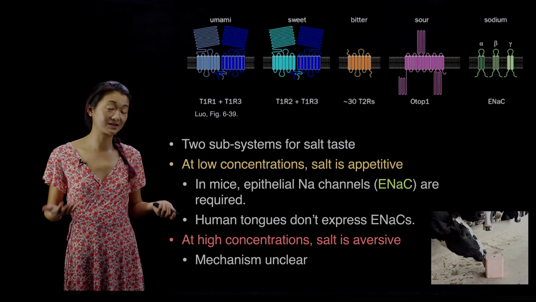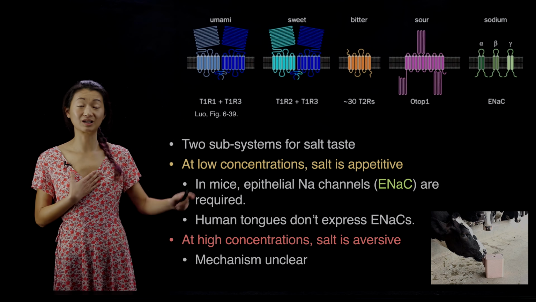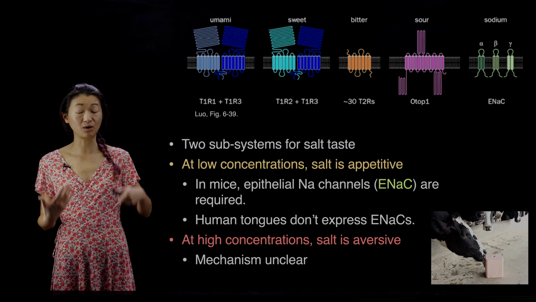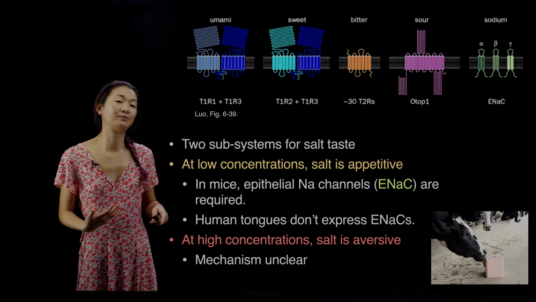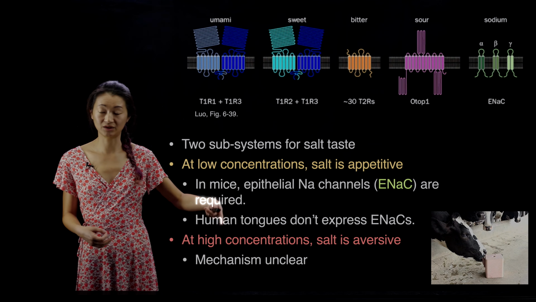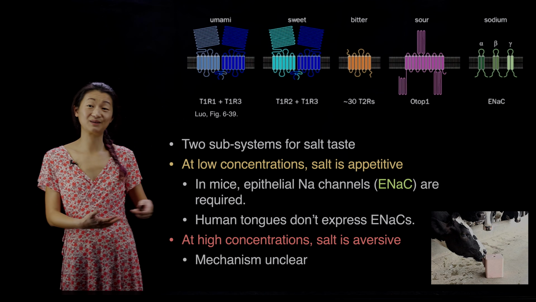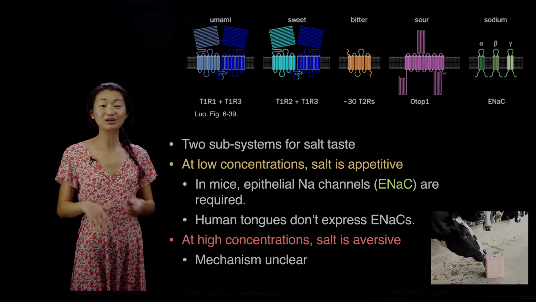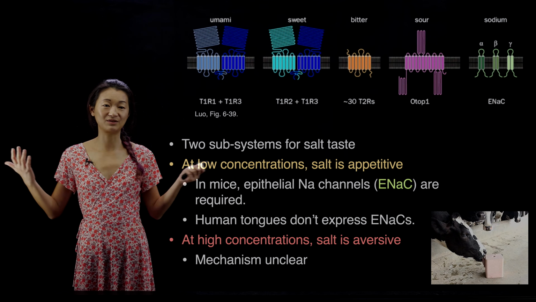However, we know this doesn't quite explain everything because for humans, at least, our tongues don't express this protein. So we don't really know what's happening in humans and our ability to taste salt. Furthermore, we don't know what the molecular mechanisms are for salt-aversive properties at higher concentrations. Are they mediated by the same channels? Are there different channels? Are there different systems that are involved? Is this a computation that happens after the tongue? These are all questions that still remain unclear in neuroscience and remain to be figured out.